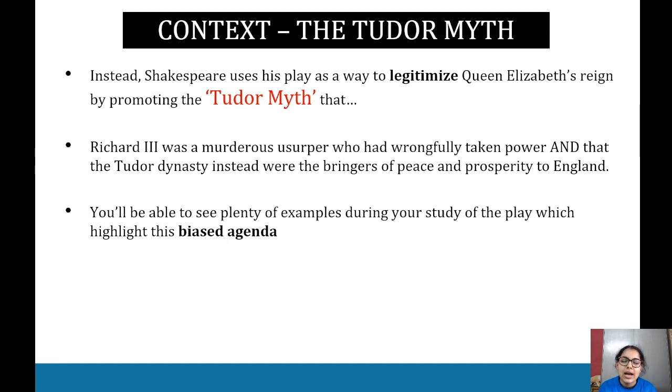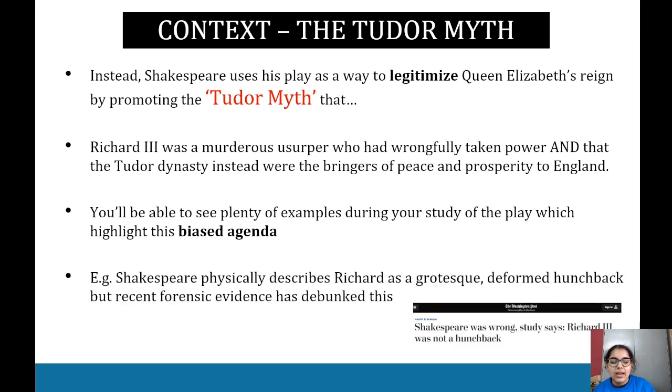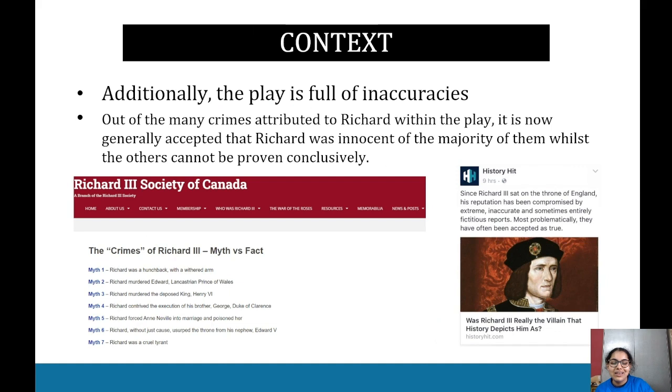Sorry, he's the right owner of the throne, that he deserves it. So it's quite interesting to see that, and you do see it. Now, for example, again, Shakespeare physically describes Richard as a grotesque, deformed hunchback, but recent forensic evidence has debunked this. So Shakespeare was wrong. Study says Richard III was not a hunchback. Look at that. You can see what's happening here.